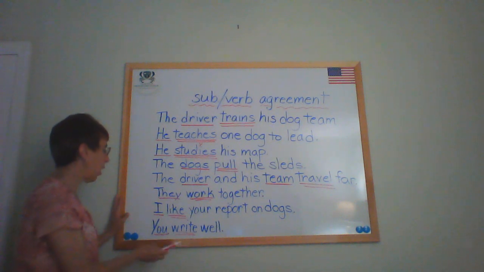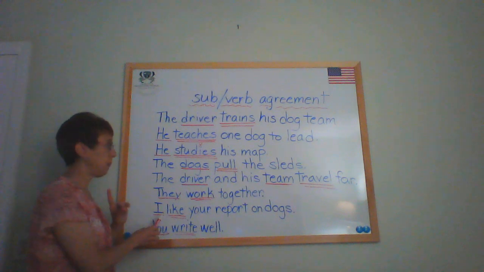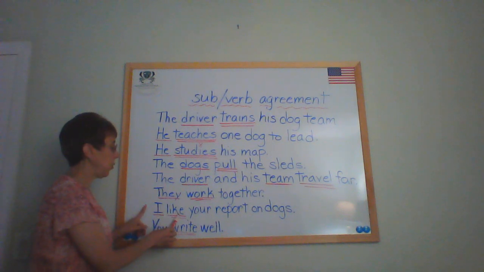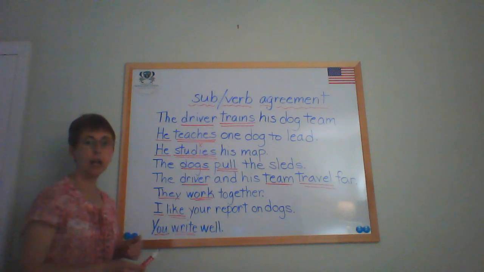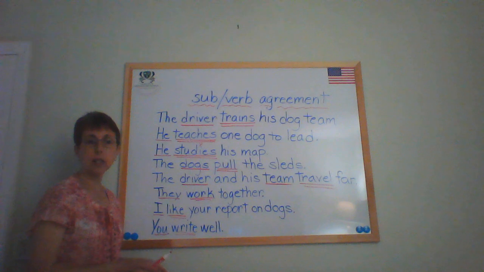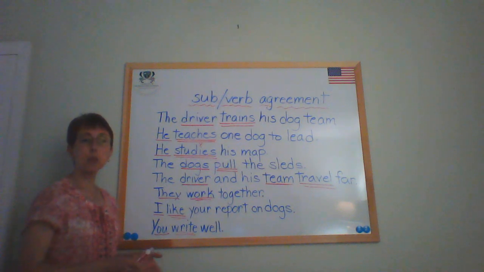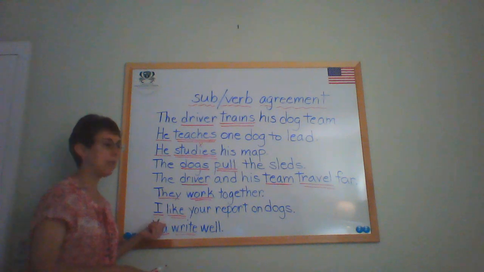So even though in this case the I is singular because the I means one, we're using what we consider to be the plural. I like, not I likes. We would say the dog likes, dog is singular, okay, and then likes would be singular, the dog likes. But here with the pronoun I, we say I like, not I likes.